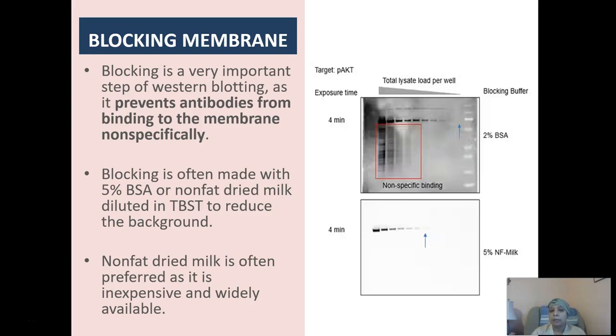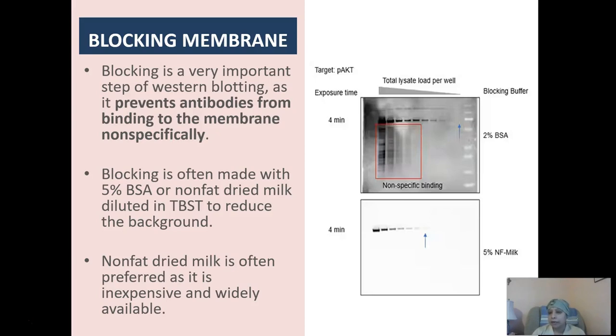Blocking can be done with either BSA or non-fat milk. Typically, non-fat milk works the best, so typically we just use about 5% non-fat dried milk diluted in TBS tween, and we just kind of soak our membrane in it and put it on the rocker for 10-15 minutes at the least. You can put it in overnight, but the least amount that you want to use is at least 15 minutes. And you rock it gently, and it's going to bind to all the non-specific sites. It's just going to make a coating all over it, and that is going to help reduce the background.